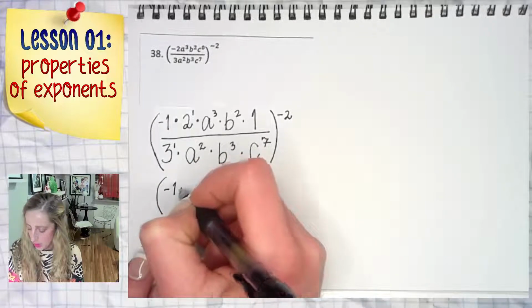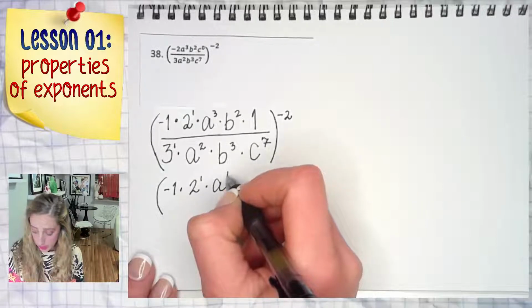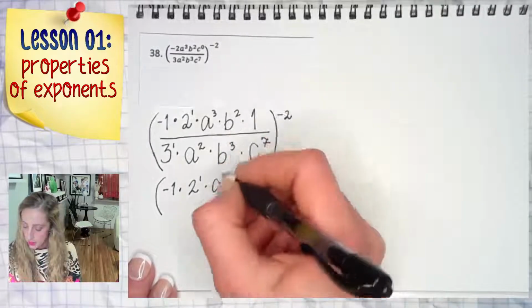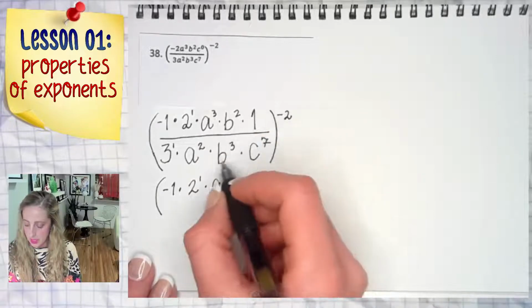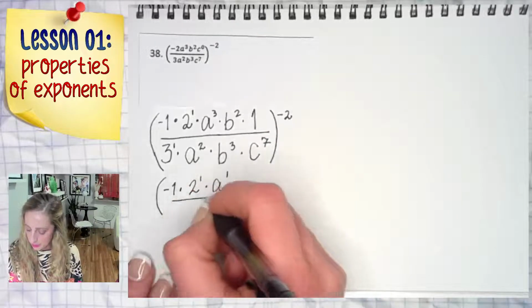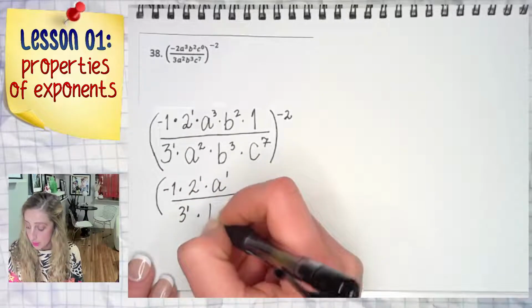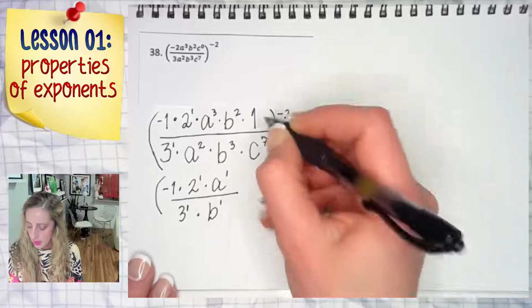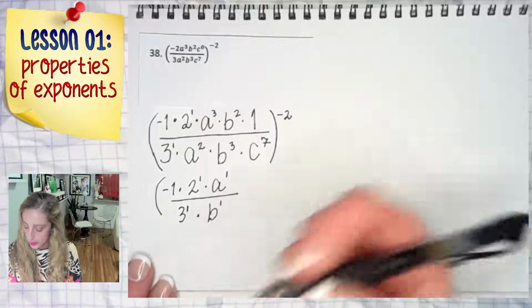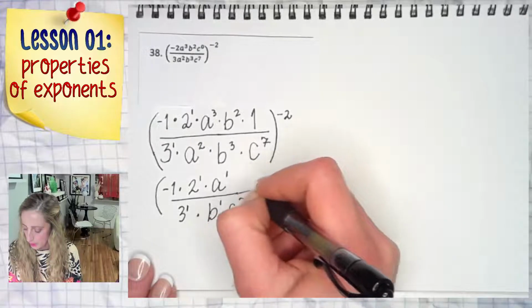So -1, 2 to the 1, A to the 1, B to the 2, B to the 3, B times B, B times B times B. Knock them out. How many are left? And where are they? 3 to the 1 on bottom, B to the 1 on bottom. That C to the 0 is gone. It was just 1. And that C to the 7 is on bottom.